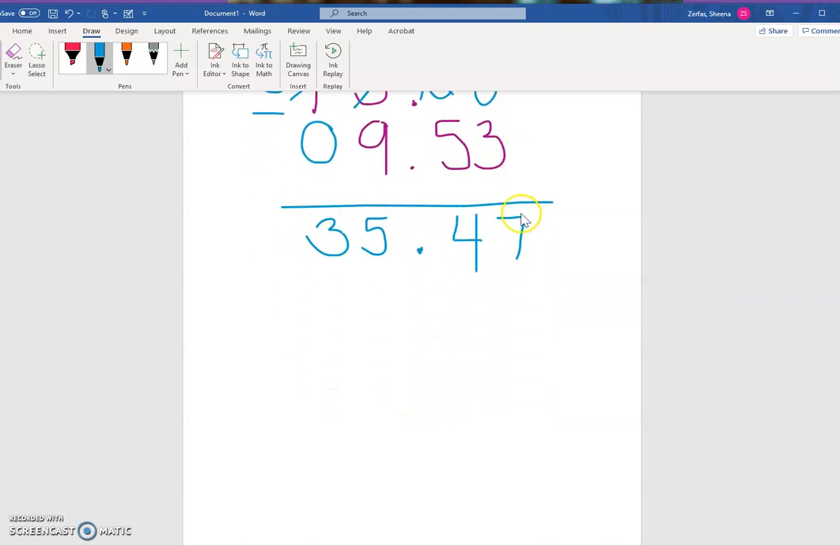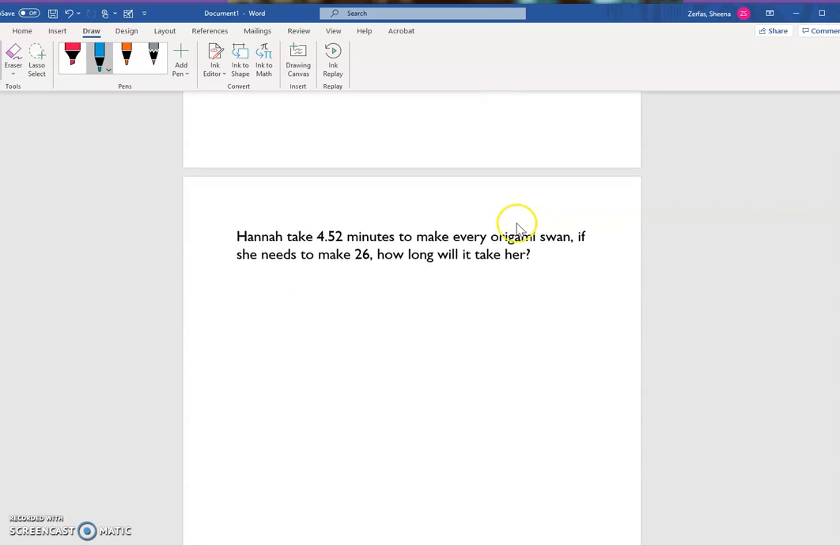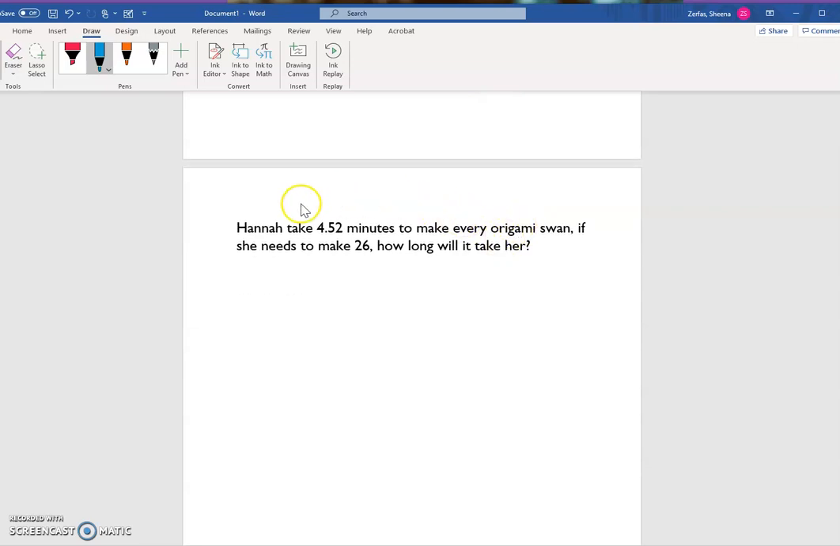The last thing we've talked about so far in this unit is multiplying. So this is going to be an example of a multiplication word problem. It takes Hannah 4 52/100ths of a minute to make an origami swan. She needs to make 26. How long will that take her?